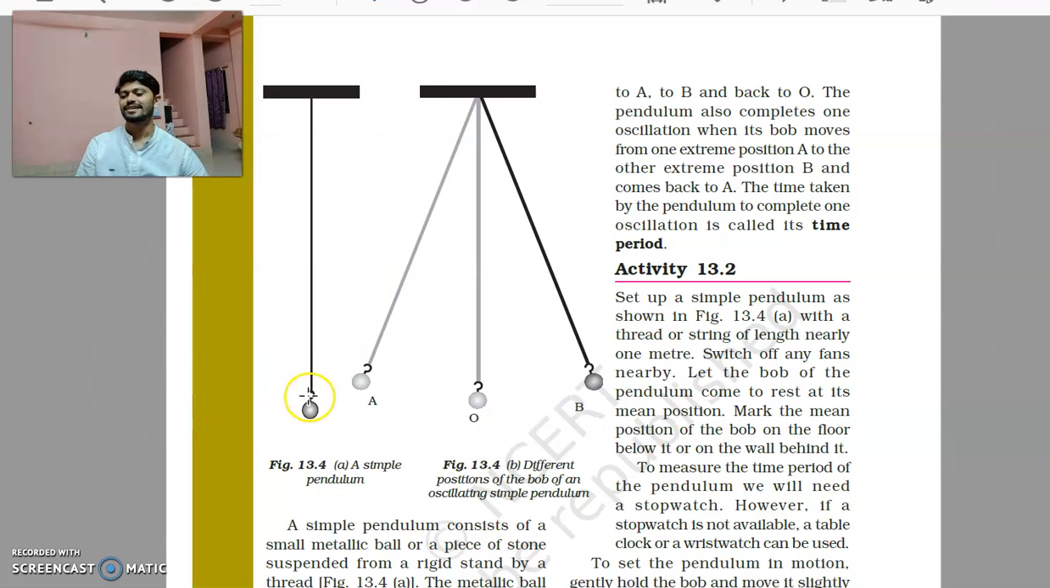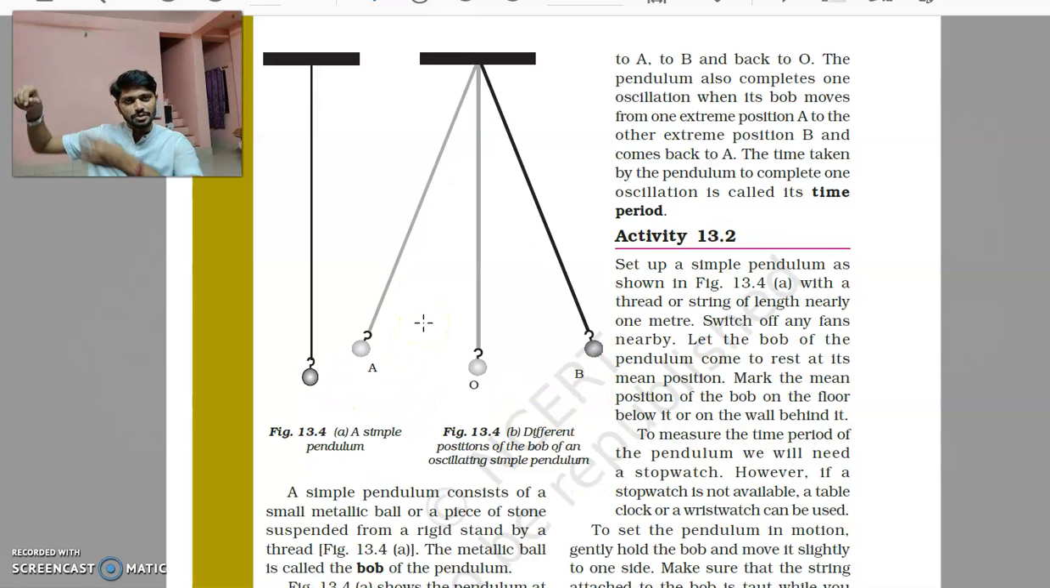But if we push or pull it to this side and then just free it, we release it after pulling it to this side. So something like this. It was in the rest position O, then we pulled it towards A and then we released it. So what you will observe is that it keeps on moving from A to B, from B to A, from A to B, B to A. It goes from A to B, comes back from B to A, goes again to B, comes again to A. This keeps on moving.